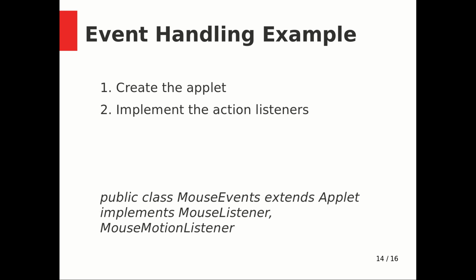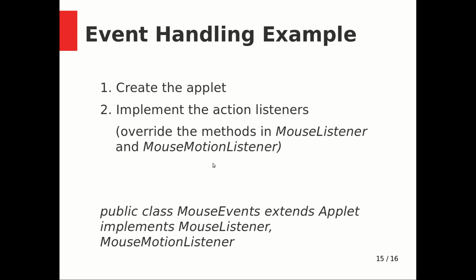Then we implement the listeners. We know that we are going to handle two different types of events: the first is the mouse event and the second is the mouse motion event. So we need two different handlers for that. The first handler is MouseListener and the second handler is MouseMotionListener. So our class will implement both these listeners. The entire signature of the class will be public class MouseEvents extends Applet implements MouseListener, MouseMotionListener. We implement them by overriding the methods in MouseListener and MouseMotionListener.